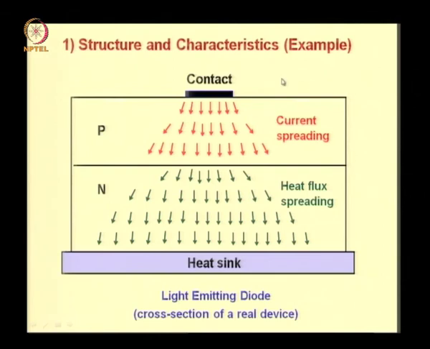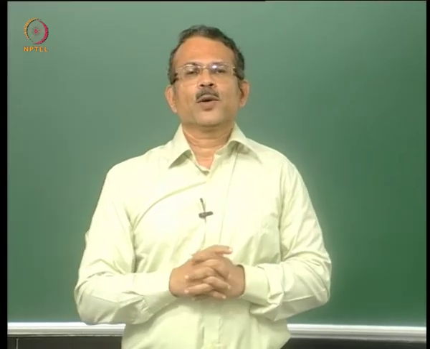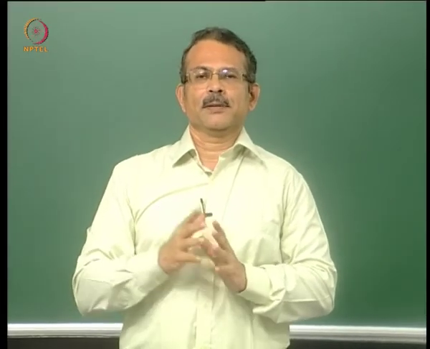Another example is a light emitting diode. So here the top contact is small, from which the current spreads to the junction, and then from the junction to the heat sink. Now, not only the current, even the heat, which is also some kind of a current, spreads from the junction area to the heat sink area. So you can have not only electric current spreading, but you can also have spreading of the heat.